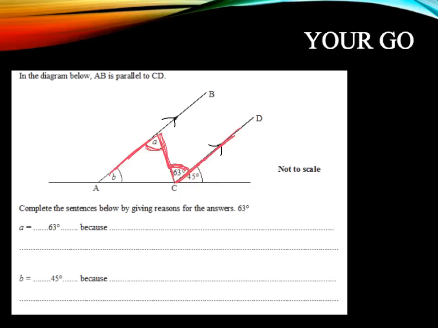So A is 63 degrees because alternate angles are equal.